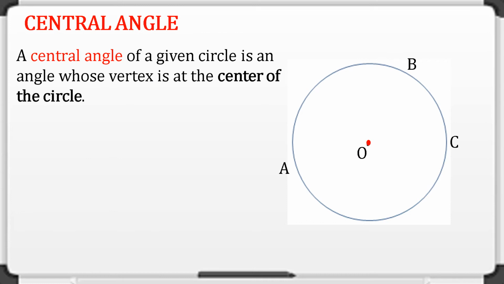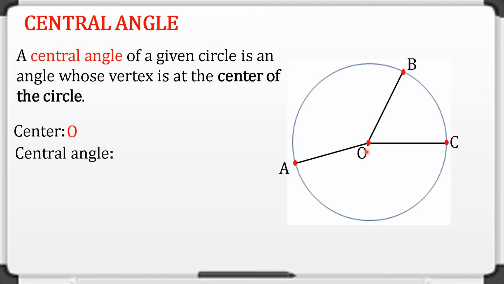Now let us have central angle. Any angle whose vertex is at the center of the circle is a central angle. So as you see, we have here the center is O. And here we created 3 angles, central angles. We have angle COB, or BOC.